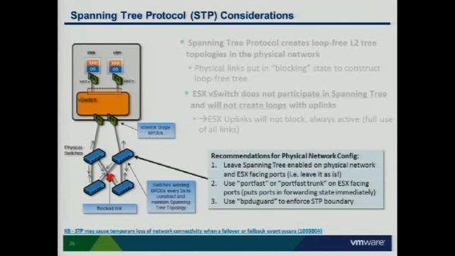So our recommendations for the physical network config is leave spanning tree enabled on your physical network and ESX facing ports. And make sure that you use PortFast or PortFast trunk on the ESX facing ports. And use BPDU Guard to enforce this spanning tree protocol boundary.